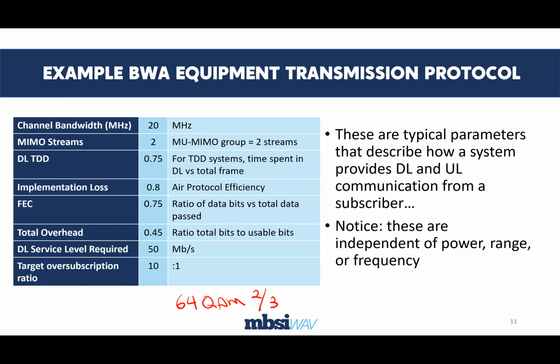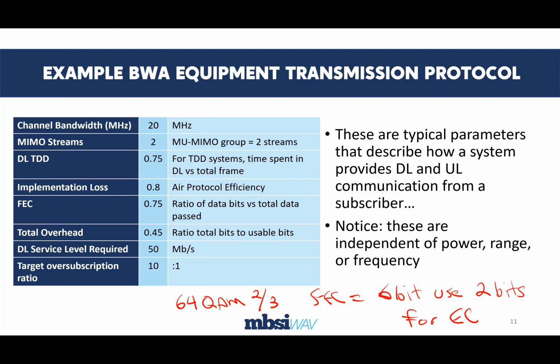What this really means is that for every 6 bits, I'm going to use 2 bits for forward error correction, for error correction. I'll call it EC here. So if I'm at 64 QAM 2/3, I'm using 2 out of my 6 bits for error correction. I'm using 4 of my 6 bits for subscriber data.